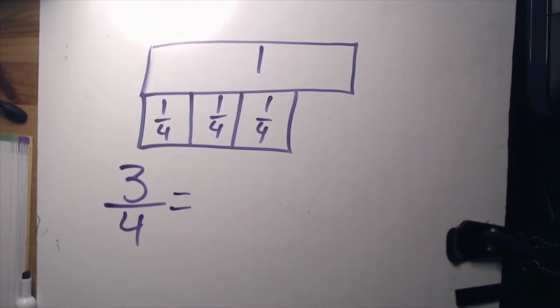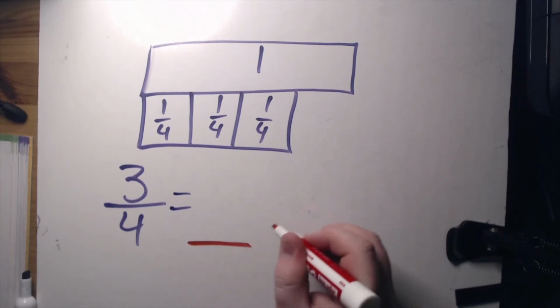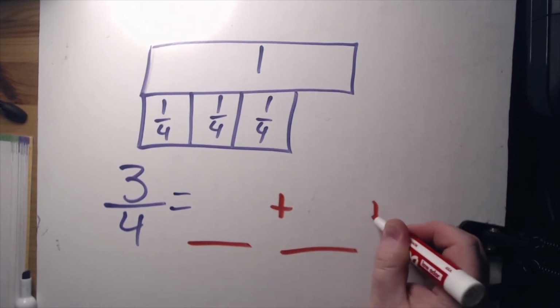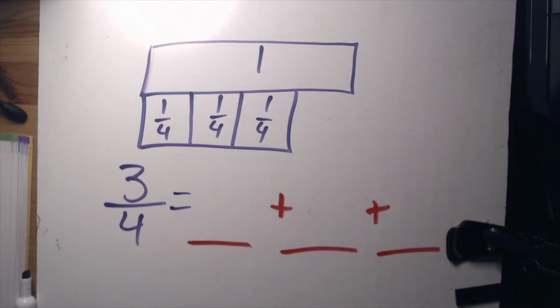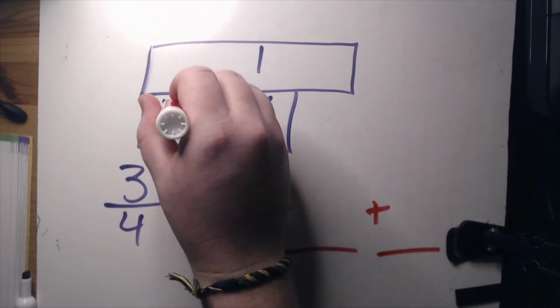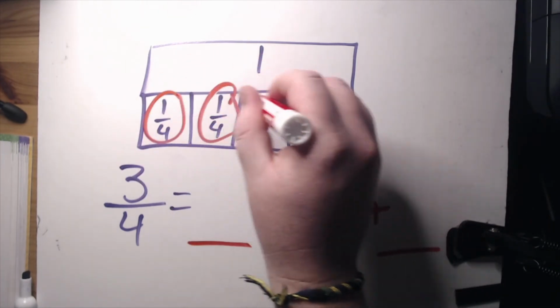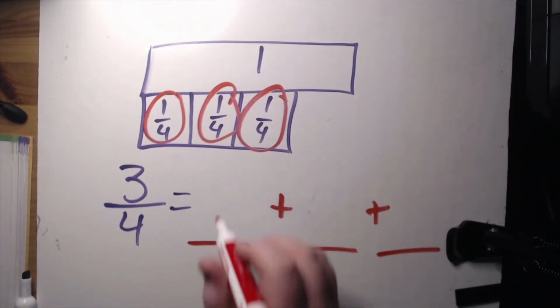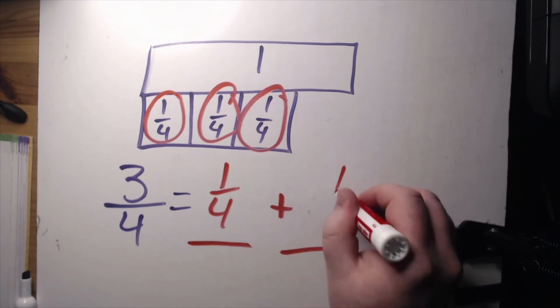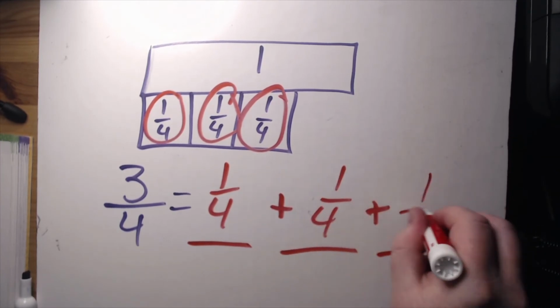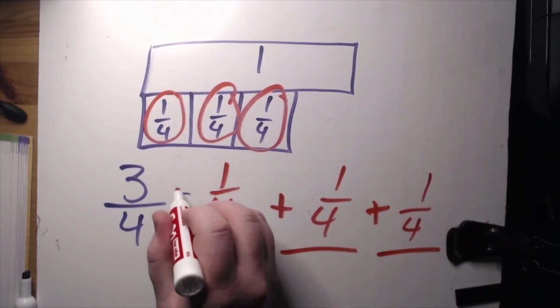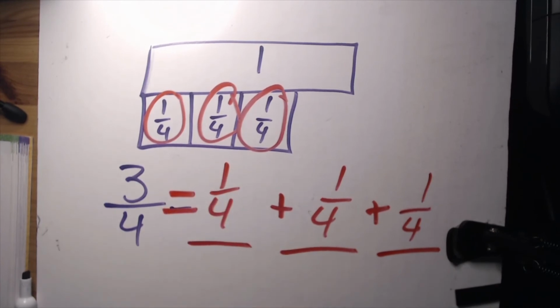Then they give us blank plus blank plus blank. All we have to do is fill in the blanks. Well, they've been ever so kind. So we know that this is 3/4. So we're going to do 1/4 plus 1/4 plus 1/4, and that all equals 3/4. And that's all you have to do. That's how you write a sum of unit fractions.